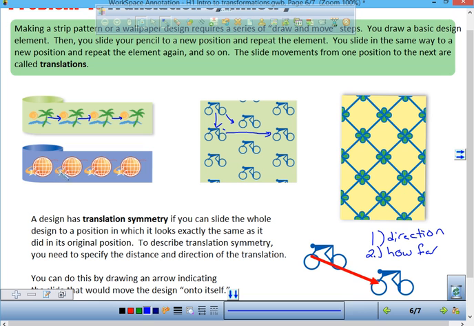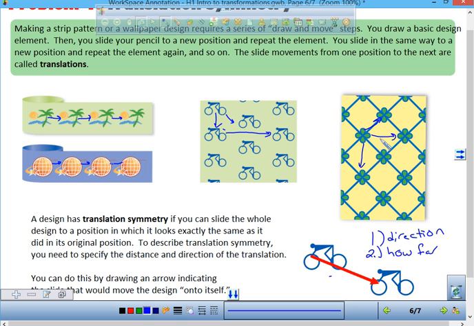Okay, then this one again is a horizontal move. And then some flower wallpaper. Okay. This one again, you can move it in multiple directions. You can move it vertically, horizontally, or diagonally. Okay. Any questions on translations?